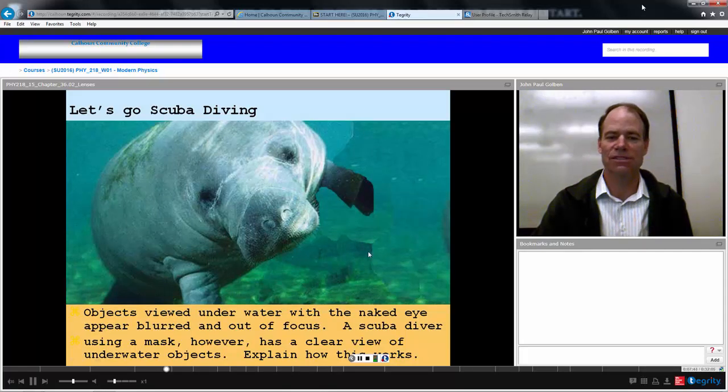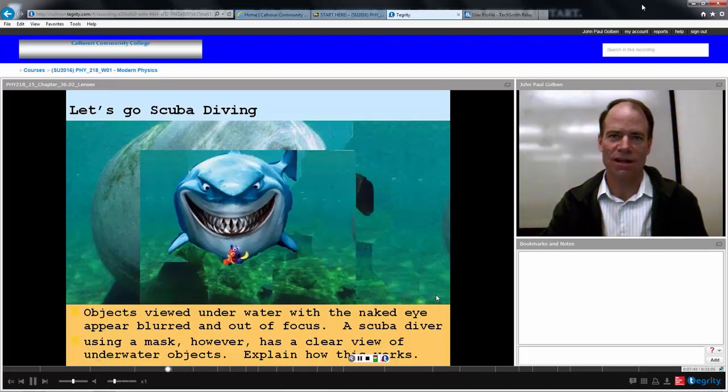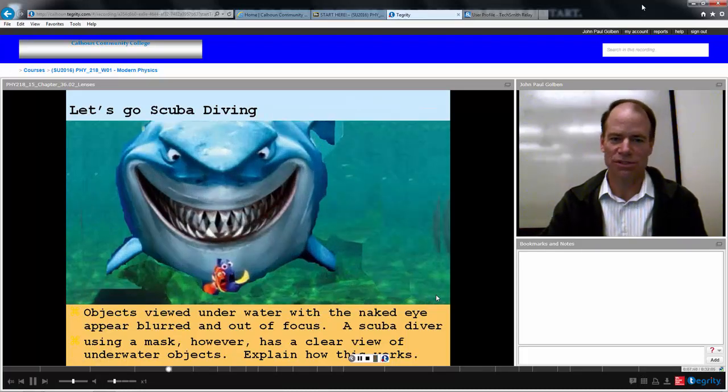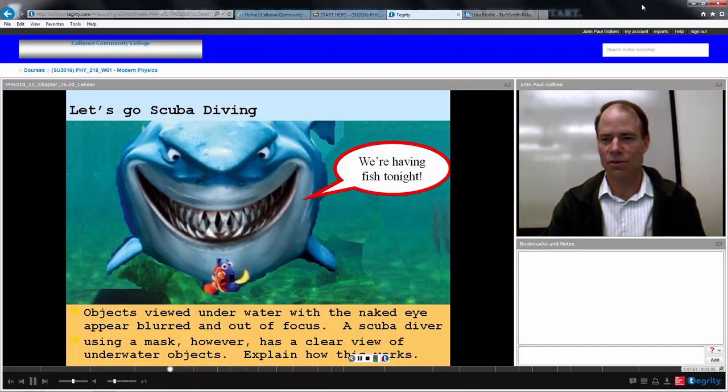So instead of seeing a blurred image, what you thought was a manatee, you might actually see the reality that it was actually Bruce the shark, and he looks pretty hungry. Fortunately, he's only chasing after fish in this particular instance.